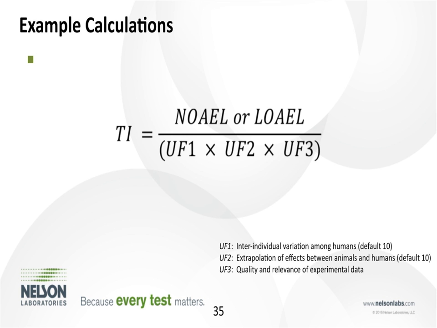Now for the calculation of the TI. This is calculated by taking your NOEL or LOEL value and dividing by some uncertainty factors. These are all defined in your ISO 10993-17 document. UF1 is for inter-individual variation amongst humans, and the default is set at 10. Extrapolation of effects between animals and humans is defined by UF2, and the default for it is 10 as well. And uncertainty factor 3 is for quality and relevance of experimental data. I'll go into a little bit further detail on UF3 on the next slide.